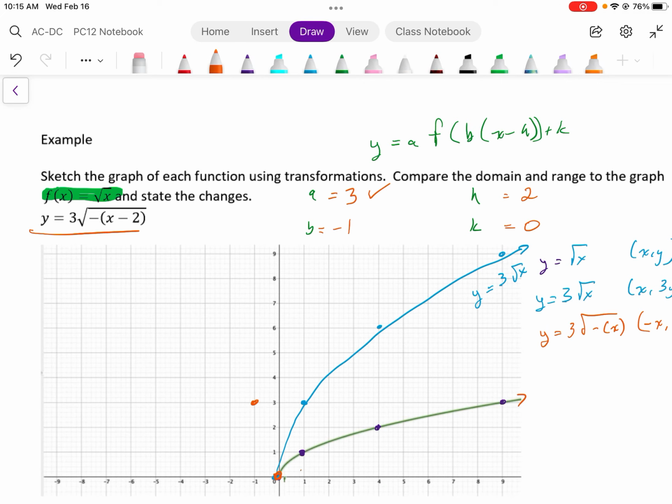So this point here was (1, 3). It turns into (-1, 3). This is (4, 6). It turns into (-4, 6). Now, let me just check. I think right there. Good. And this point here was (9, 9), so I'm going to change it to (-9, 9). So I have this function going. Oof, and I just missed it. There we are.